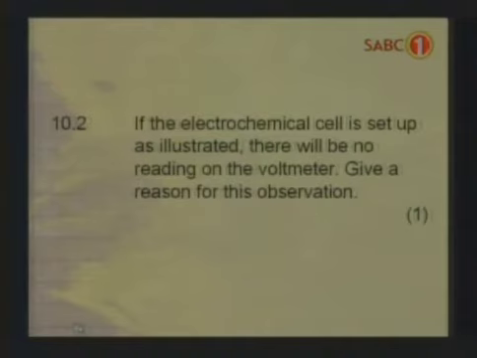Right, let's go on. Let's see the Wacom again. If the electrochemical cell is set up as illustrated, there will be no reading on the voltmeter. Give a reason for this. Let's have a look at me again. The reason for this is that there is an incomplete circuit. So what would you do in order to complete the circuit? You put in what is known as a salt bridge.